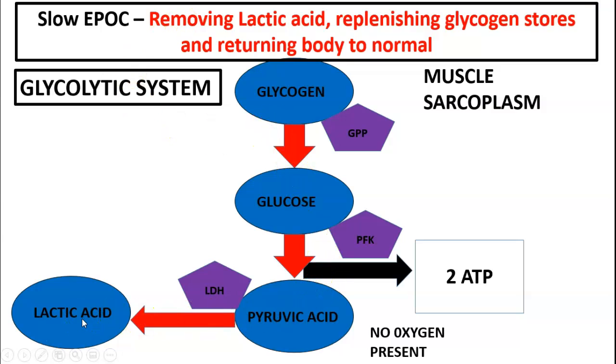Well, it was by this process that you've studied before. So what we need to do now then is have an understanding, if this was the process that led to us having lactic acid and depleting our glycogen and glucose stores, how do we get it back? How do we use slow EPOC to get lactic acid removed and to replenish our glycogen stores? And I'm going to show you that now.